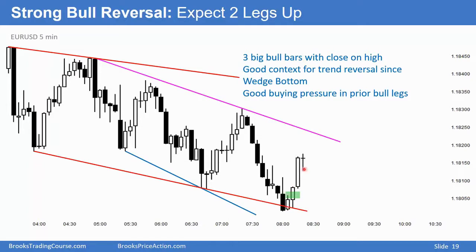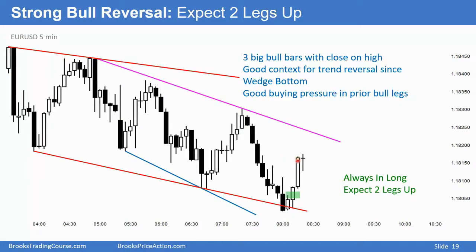Good buying pressure, 3 bull bars closing on their highs, and this bar is a better bull bar than this bar, bigger body closing on its high. This bar is better than that bar, bigger bull body closing on its high. So the market is starting to accelerate upward. This might be, in fact, a reversal up from a wedge bottom. At this point, I think the odds slightly favor the bulls.